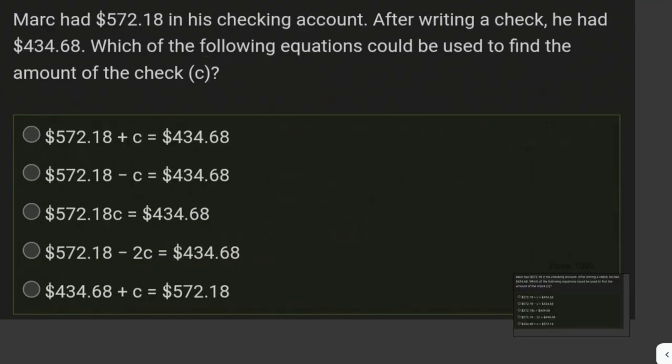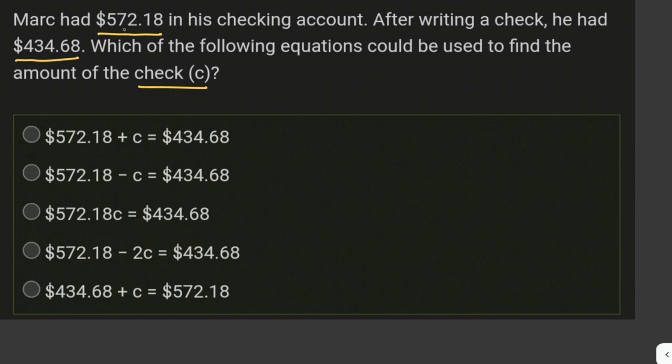Okay, let's solve another problem. Mark had $572.18 in his checking account. After writing a check, he had $434.68. Which of the following equations could be used to find the amount of the check? Okay, the amount of the check here is given as C.